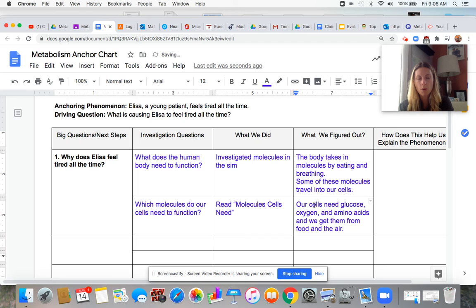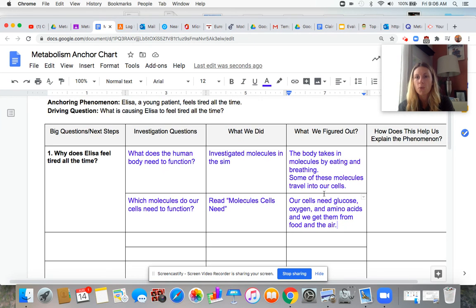All right, so this is what we've figured out so far in our research. What I want us to start to think about today, and we're not quite going to fill this in, is how all we learned, how might that apply back to Elisa?